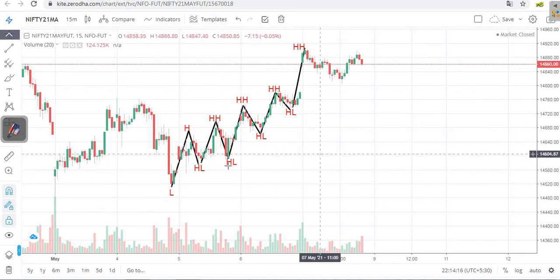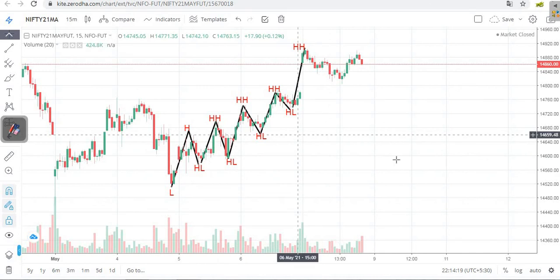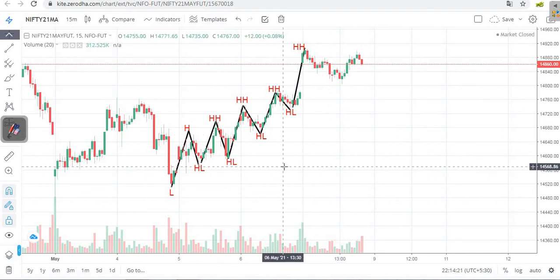So let's check it out. I hope I gave a clear picture of how the uptrend forms, and that it helps you while you are trading in the market.